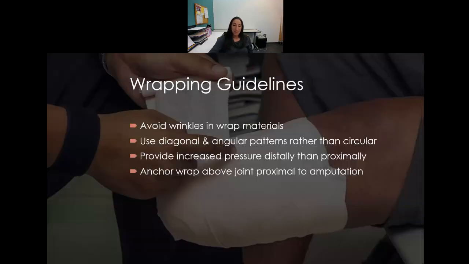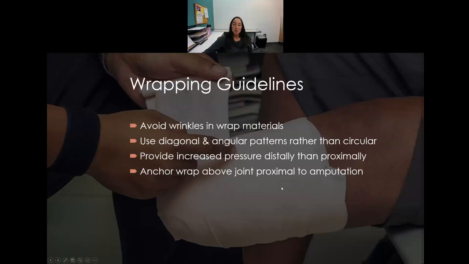And wrapping guidelines. So avoid wrinkles in your wrap material that can create extra pressure in areas and start to break that skin down. Use diagonal or angular patterns. If you look really closely at the picture, you can see the diagonal pattern this way, and from this side, it's going this way. So it's not just straight across, it's diagonal, because then that helps you get the resistance and the amount of pressure kind of more consistent.